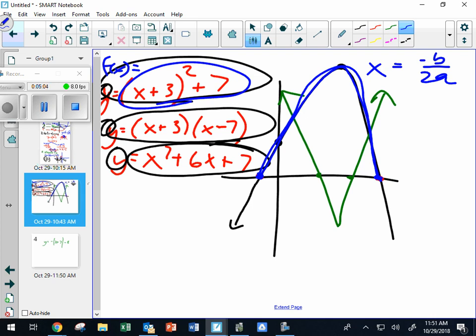Okay, so that's the key spots. All right. Do you have any questions about parabolas at this point?